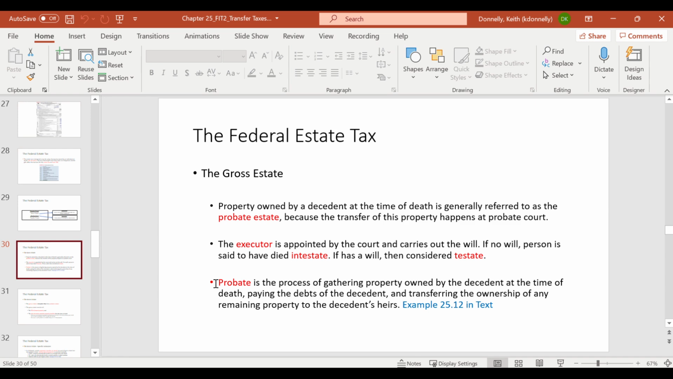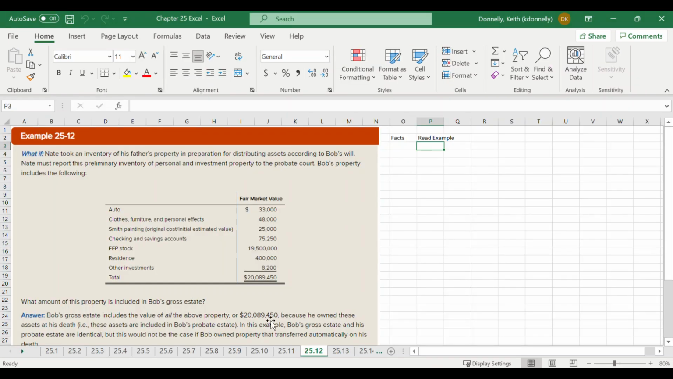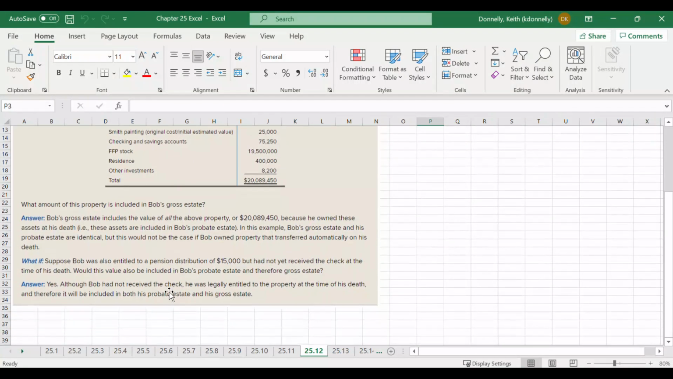In any event, the word probate is basically the process of gathering property owned by the decedent, paying off any of their debts, and transferring any of the remaining property to the heirs. So if we look here at 25-12, it looks like Nate took an inventory of his father's personal property at the time of his father's death. And it looks like it included all of these items, $20 million worth of things. So what's included in the gross estate? Basically the value of all of the above property.